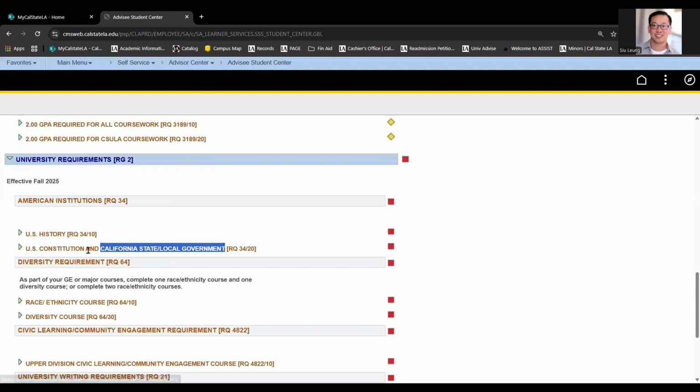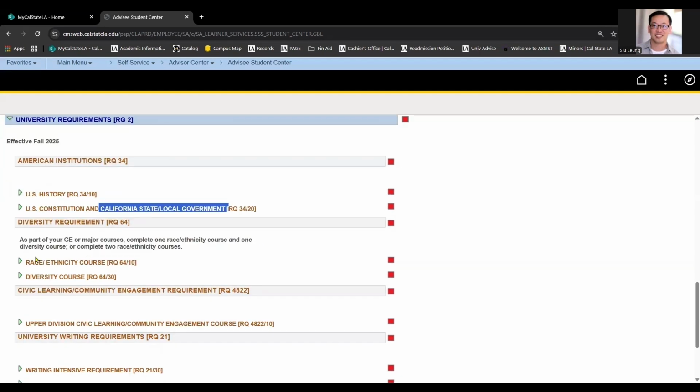It'll count towards U.S. Constitution, but they'll still have to retake the class here to cover that California state and local government requirement. Okay, so if you've taken the U.S. Constitution out of state, keep in mind you'll probably need to repeat it again because you're missing that California state and local government attribute.